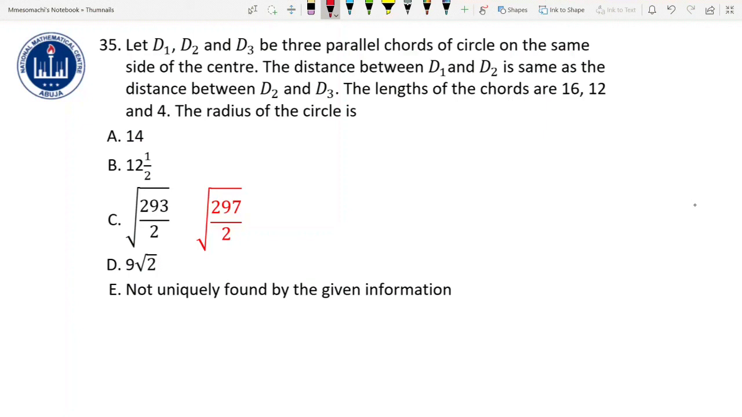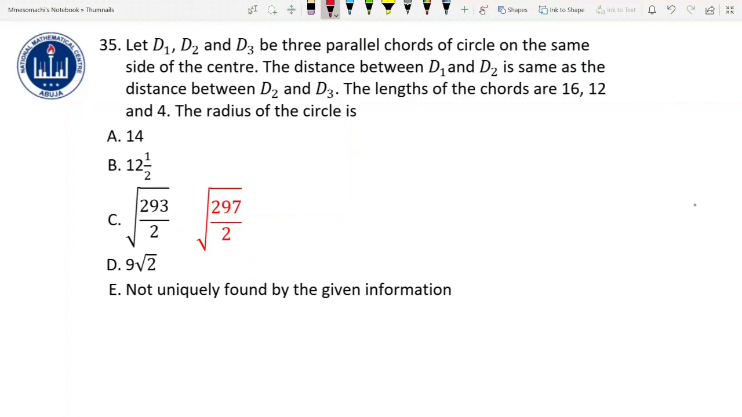As you can see, I added a red option C here because I believe there was a typographical error in the problem. It should be 297 here rather than 293. But then let's see how I arrived at 297.